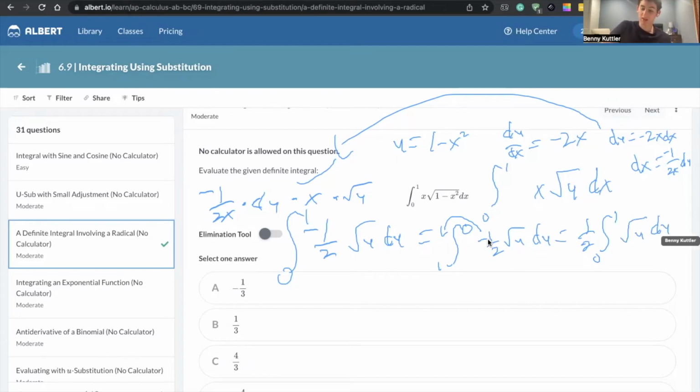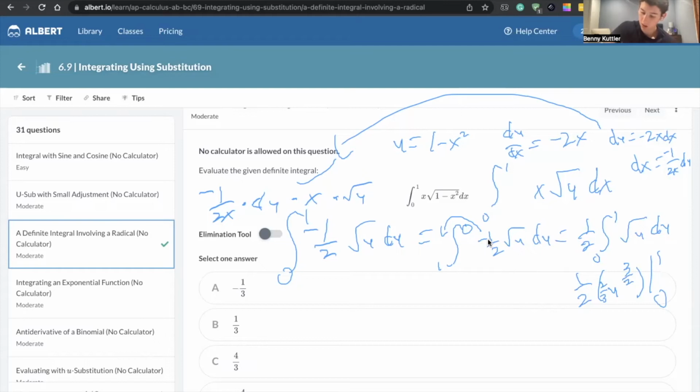And now if we take the antiderivative of the square root of u, which is u to the 1/2, we get 2/3 u to the 3/2. So 1/2 times 2/3 u to the 3/2, and that's evaluated between 0 and 1.